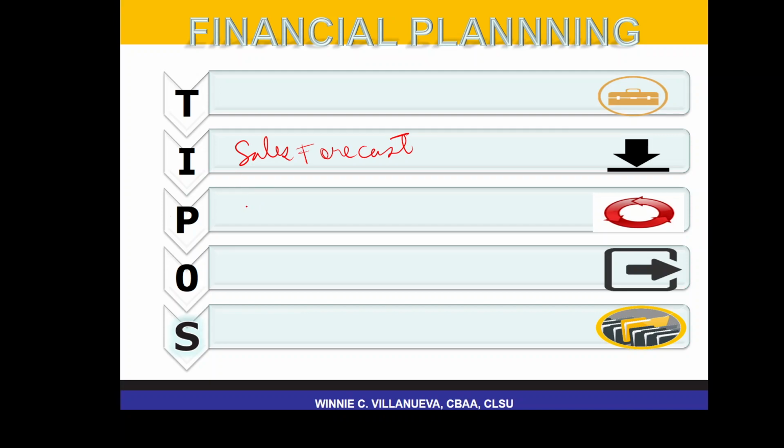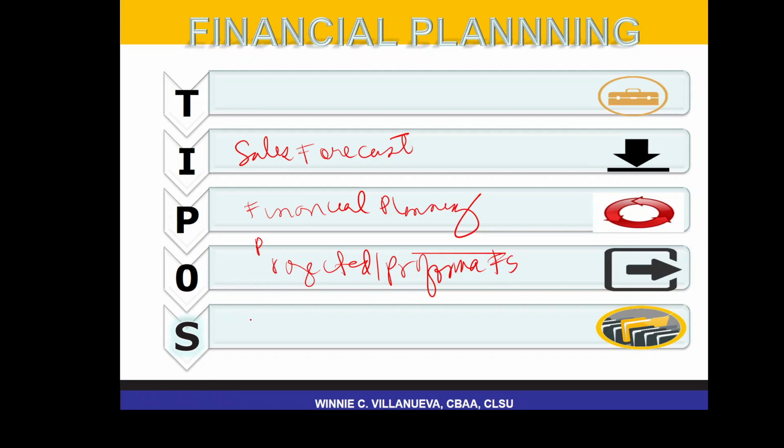The process is, of course, financial planning. Okay, your output would be projected or pro forma FS. Okay, and what do you need to store? Of course, you need to store your sales info, your sales data, and make use of your FS as well.